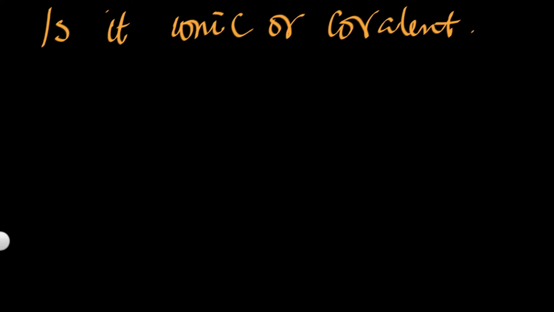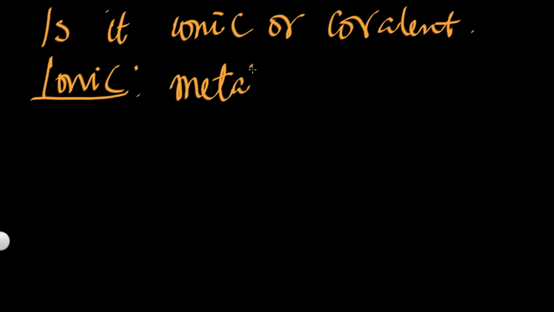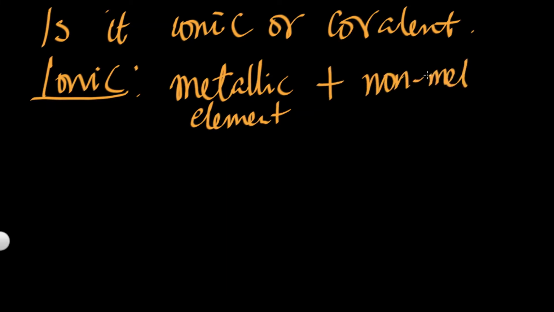Is it ionic or covalent? It is easier for you to know that it is an ionic compound. If it is ionic, you should see a metal, a metallic element, and non-metallic elements. So this is how you see that it is ionic or covalent. You should see a metallic element and a non-metallic element together. Very, very important.